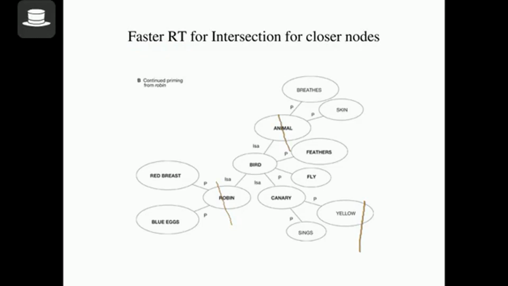Again, there are some specific things that this model is not good at predicting, and that's why we have other models. Reaction time is faster for closer nodes, because when concepts are closer, the ripples will intersect immediately. So people will be faster to respond to a sentence that has concepts that are closer to one another as opposed to a sentence that has concepts that are far apart.